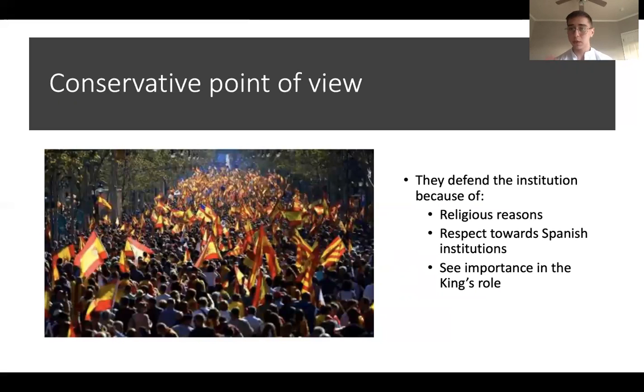Now, let's talk about different points of view in the social aspect. There is the conservative point of view, which defends the monarchical institution because of religious reasons, as sometimes the king is seen as divine. Others because they simply respect the Spanish institution and they think that it should not be changed. And others because they simply see importance in the king's role.